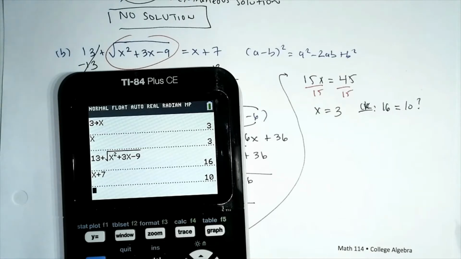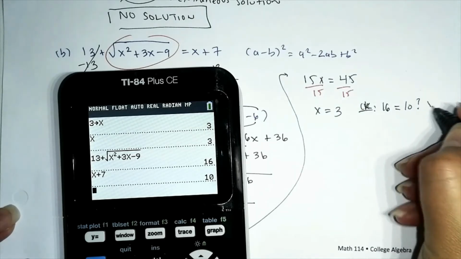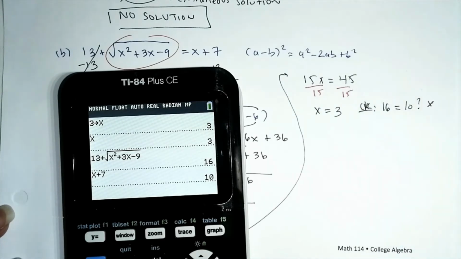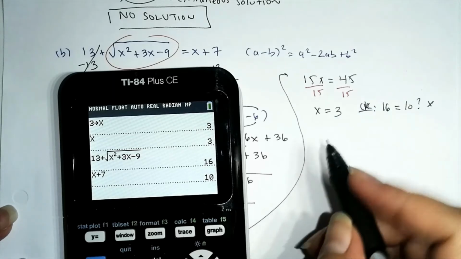So the question that I want to ask myself is this: does 16 equal 10? And the answer is no. So my natural reaction is to say, oh, I made a mistake. But you have to trust yourself. In this case it didn't check out, which means that it's going to be an extraneous solution.